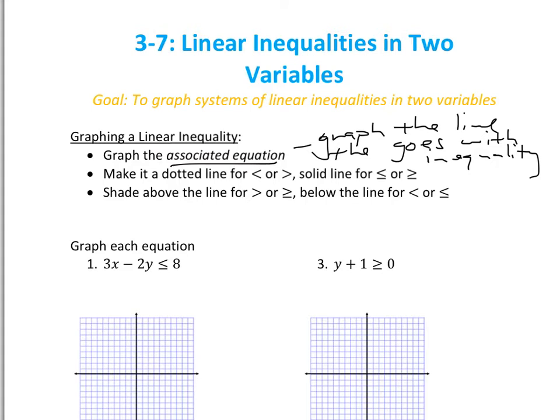Once you do that, then you make the line dotted if it's greater than or less than, right, solid if it's less than or equal to. Right, you shade above the line, right, so you shade above the line if it's greater, shade below the line if it's less than, right, and that's pretty much it.